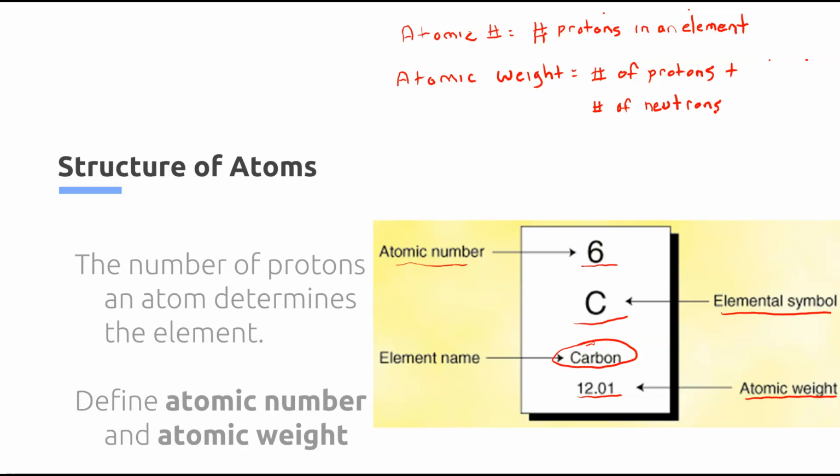Okay, so in the case of carbon, the atomic weight, we'll just call it 12. The atomic weight is 12. The number of protons is 6. So your number of neutrons is 6. 12 minus 6.